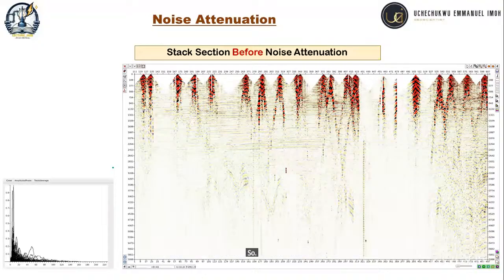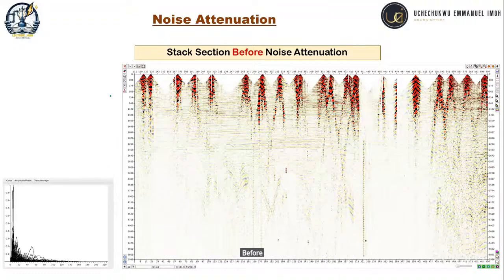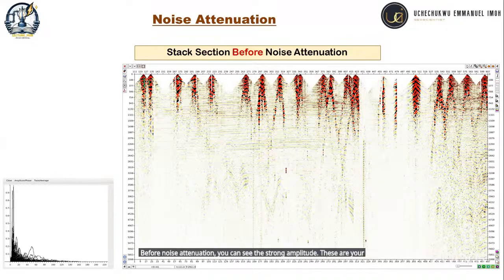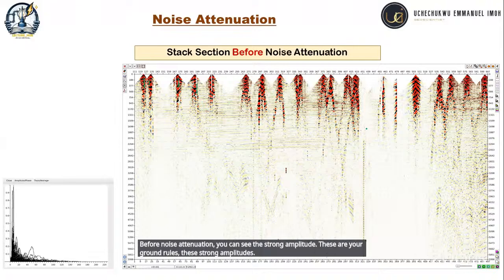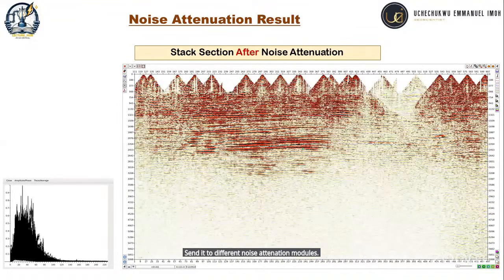So finally, on noise, this is a typical stack section before noise attenuation. Look at this stack section. Before noise attenuation, you can see the strong amplitude. These are your ground roll, this strong amplitude, and a lot of other noise on the data. After the noise has been attenuated by sending the data through different noise attenuation modules, this is what the result will partially look like.